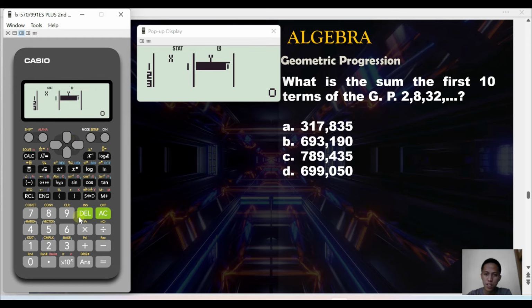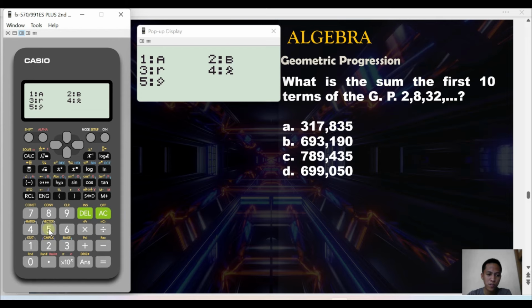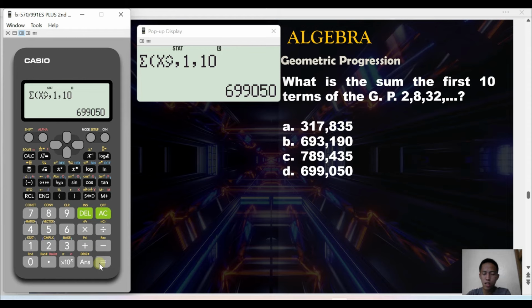So first term 1, that is x1 kasi first term, and the second term is 8. Okay, so the first term is 2 equals, the second term is 8. So press AC, then sum tayo guys, no? Sum. So press natin yung shift log that gives you the summation and alpha x and the y bar. So shift stat regression 5 y bar. Ayan. So comma first 10 terms. So from the first term to the 10th term. So equals lang. That gives you 699,050. Okay, so that is letter D.